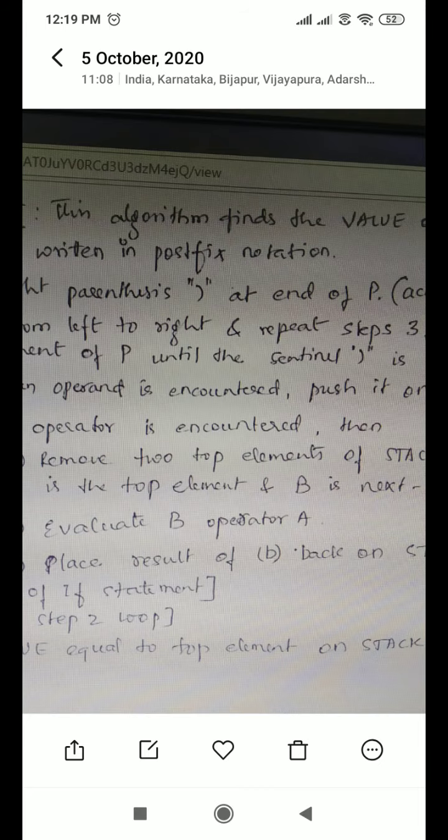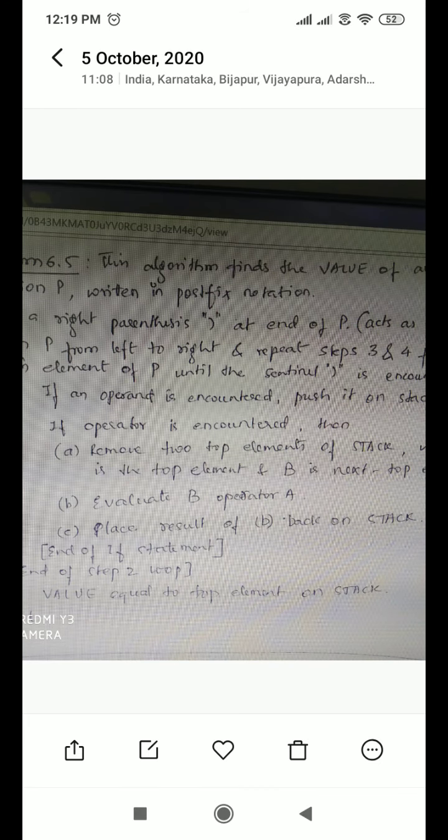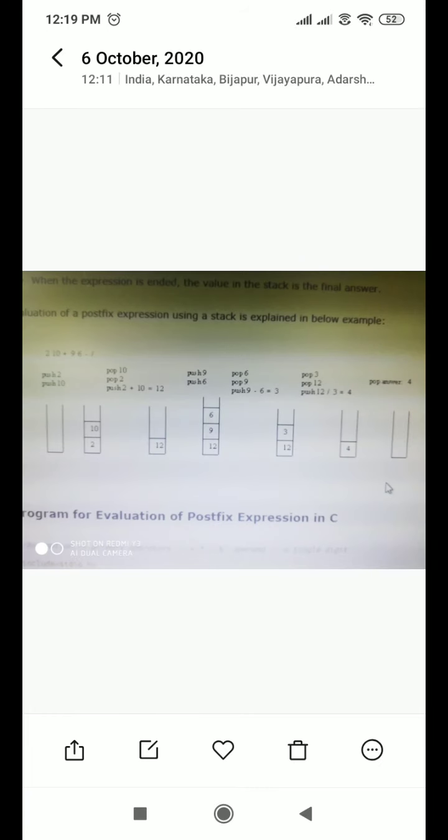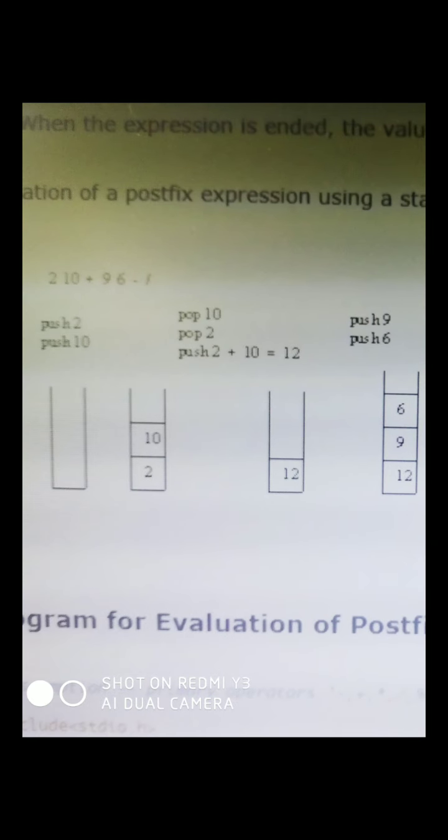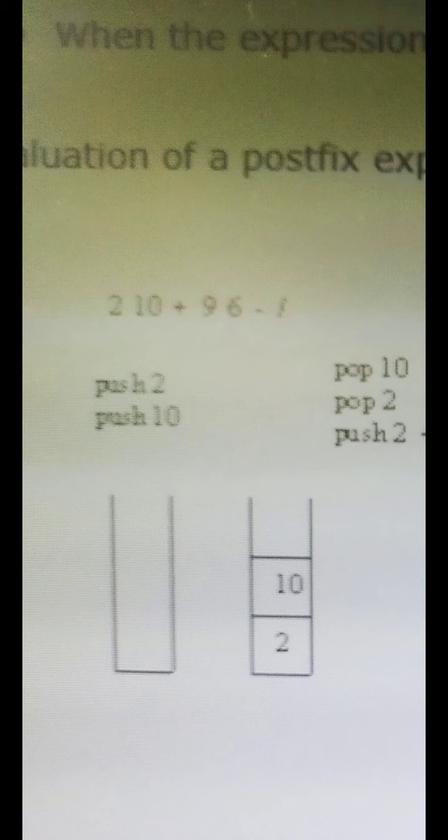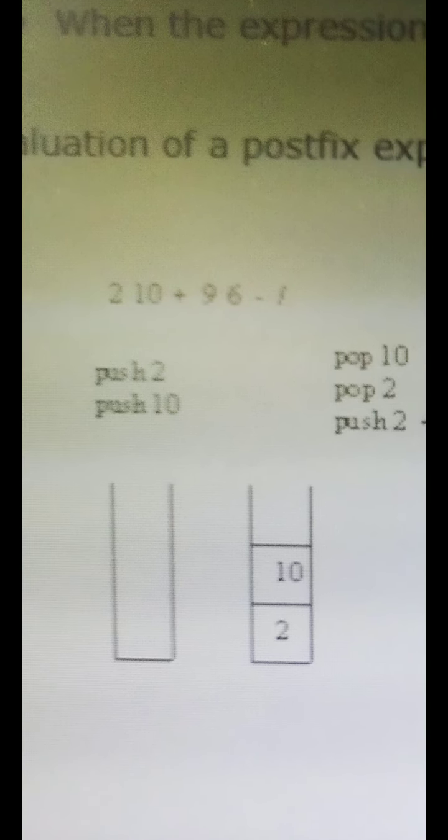So this is how I perform the evaluation of a postfix expression. So we'll see it with an example. See here, what is my expression? 2 10 plus 9 6 minus slash. So this is my expression. How will I evaluate it? Initially my stack is empty.